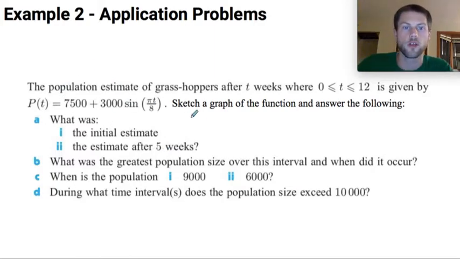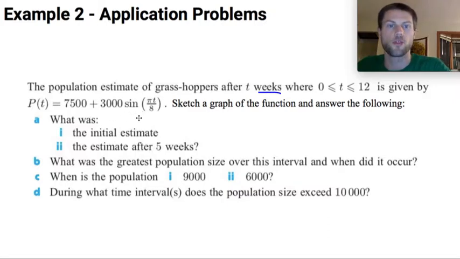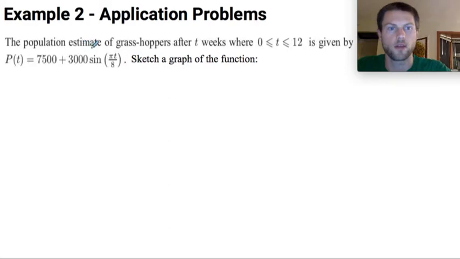The population estimate of grasshoppers after t weeks, where 0 is less than or equal to t, which is less than or equal to 12, is given by this function here. P of t equals 7,500 plus 3,000 times the sine of pi t over 8. First thing we want to do is sketch a graph of the function and then answer the following. So we got a whole bunch of questions here. Why don't we attack one at a time? But first, let's make a little bit of a graph.